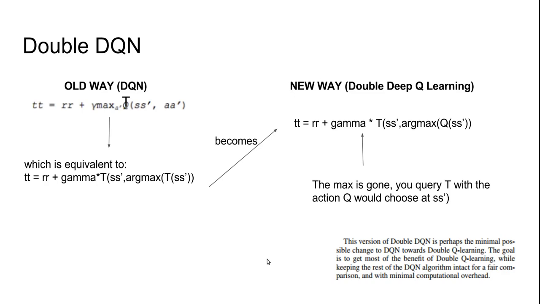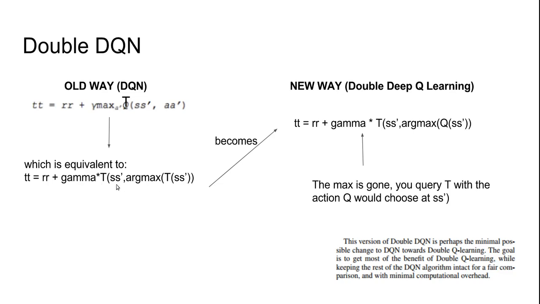So making the leap from there to double DQN actually isn't too challenging. So here's the old update rule, and it's actually equivalent to this, and I'll make that argument right now. What is the max of t given s prime? So send in s prime to t, you get an array, a vector of action values, and you're taking the max one. So this operation here gives you the maximum value for taking the best action in state s prime.